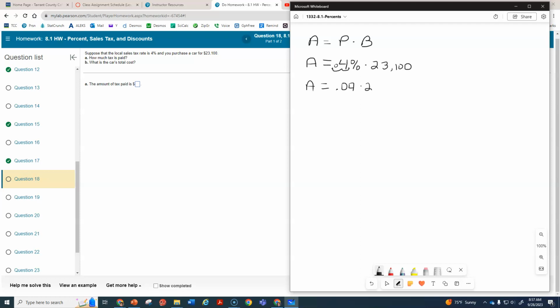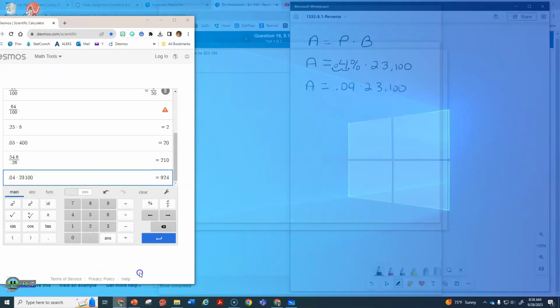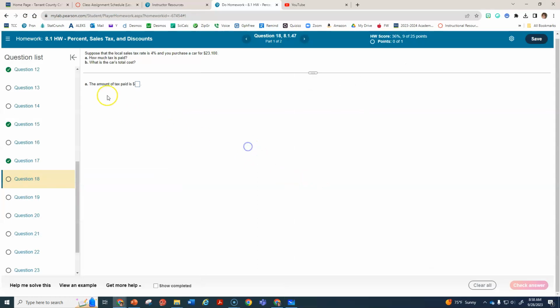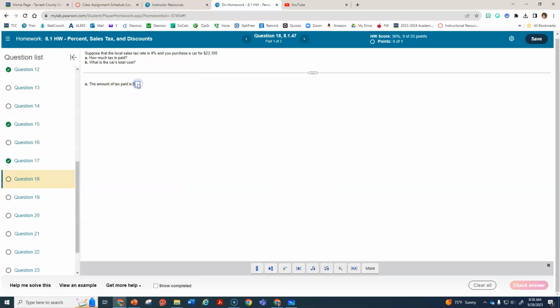0.04 times $23,100. I've already done that on the calculator. There it is, 0.04 times 23,100. So my amount of tax is 924. So that's going to be the first answer that I type in, 924.